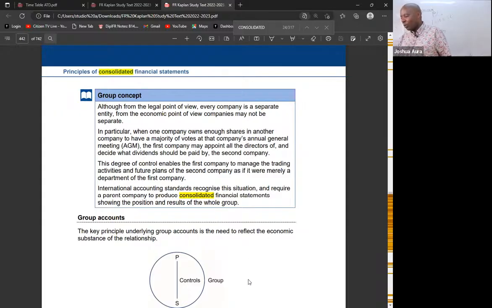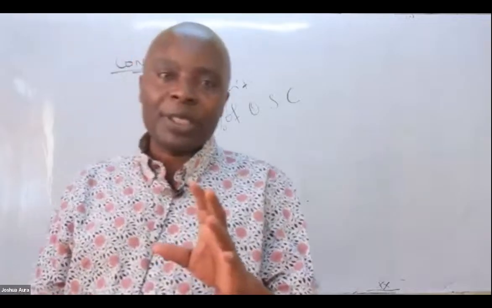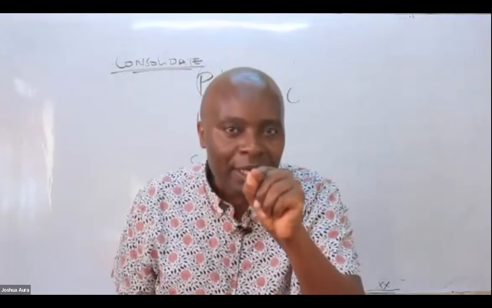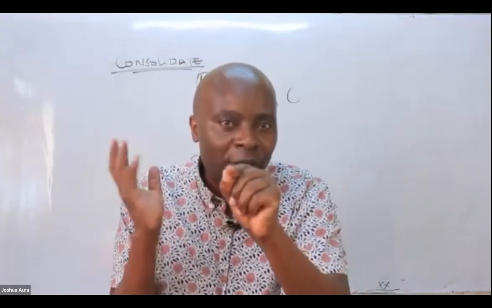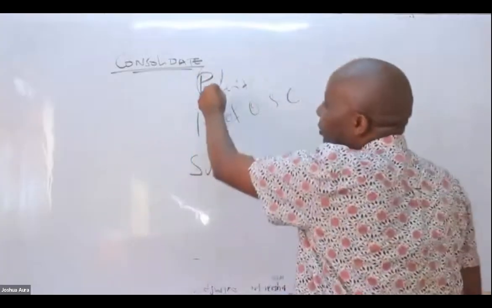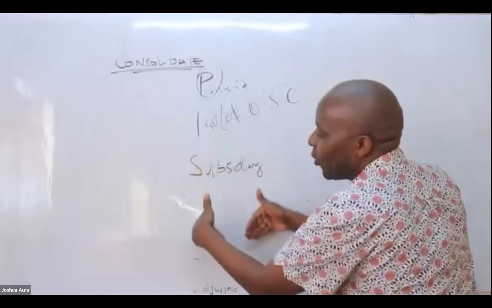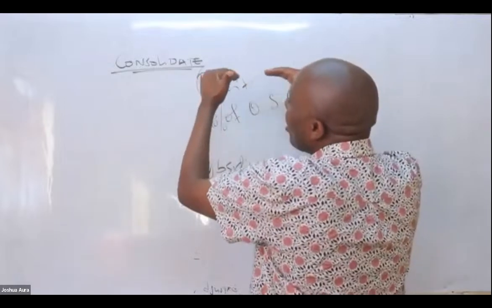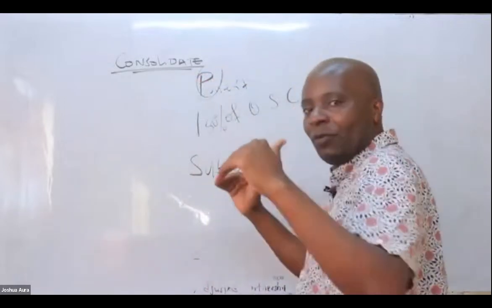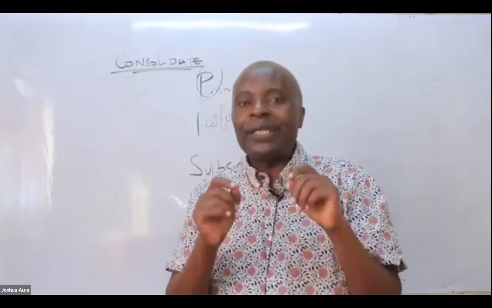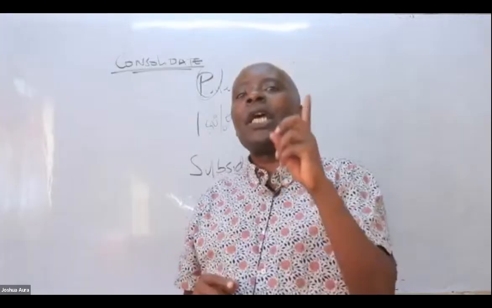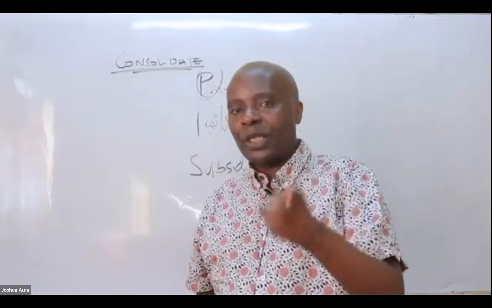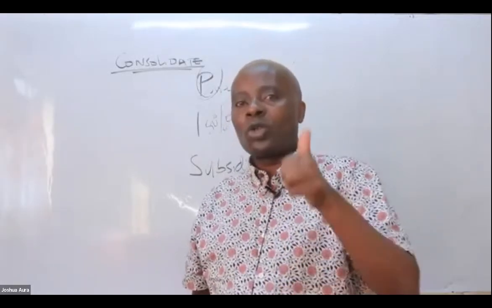Ladies and gentlemen, I would want to pause there and remind ourselves that it is the prerogative of the parent company to produce consolidated financial statements. Once you are the parent, never expect the subsidiary to consolidate. We don't consolidate from the subsidiary's perspective. We always consolidate from the parent angle, from the parent level. So it is the parent that is required by International Financial Reporting Standards, IFRS 10 and IFRS 3, or what we call business combinations. IFRS 3 talks about business combinations. IFRS 10 talks about consolidated financial statements.